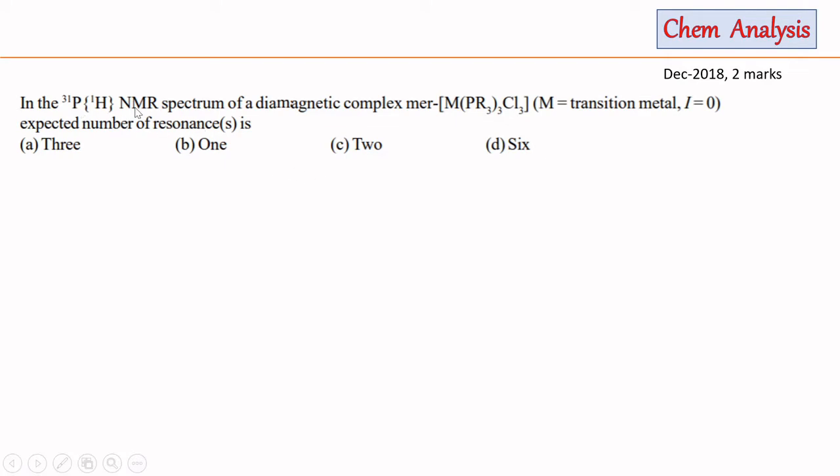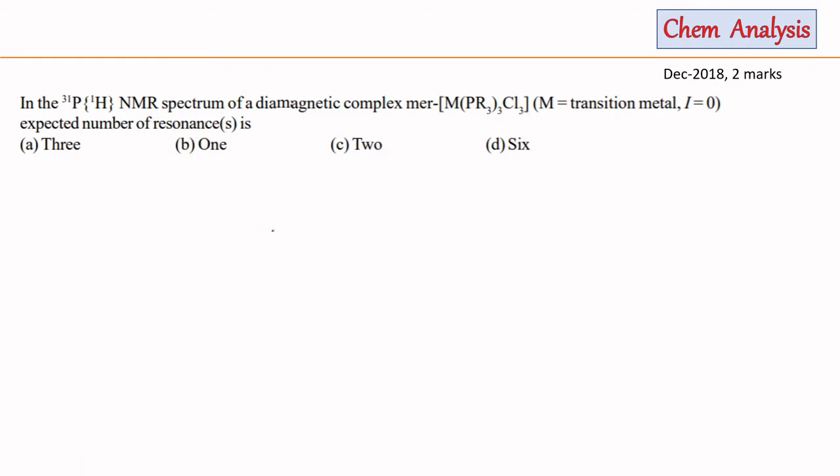Here it is asked that in the phosphorus NMR, within the bracket is 1H, that means it is proton decoupled phosphorus NMR of a dimeric complex M(PR3)3Cl3. M is a transition metal for which I is equal to 0. That means for the metal center there will be no coupling for the phosphorus center, since I is equal to 0 for the metal, and NMR active nuclei should have I greater than or equal to half. So here we have to identify the number of expected resonances for this complex.